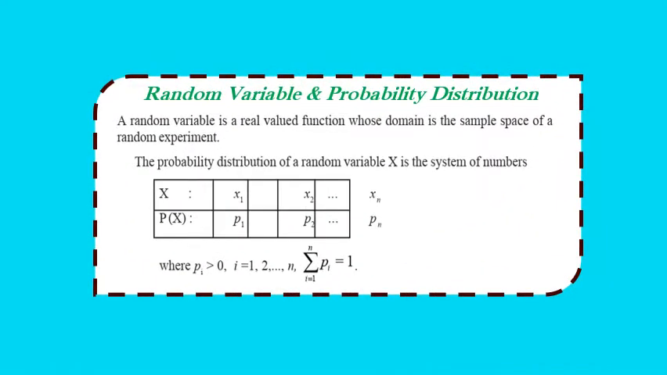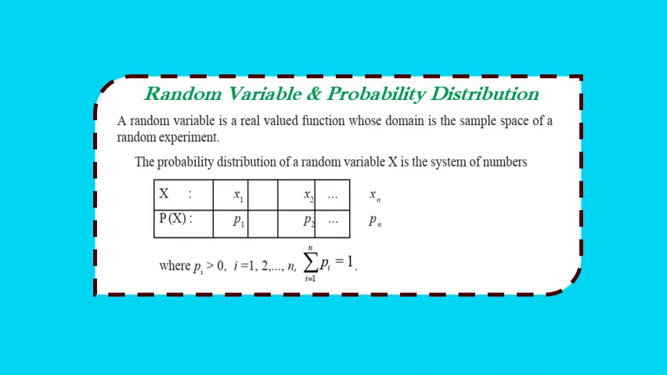So a random variable is a real valued function whose domain is the sample space of a random experiment. So we know the meaning of random experiment and sample space. And if we define a real valued function in the domain of the sample space, then that real valued function can be our random variable.